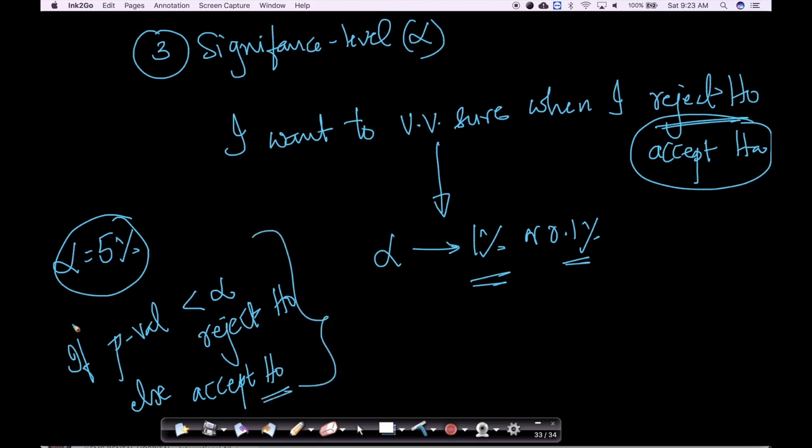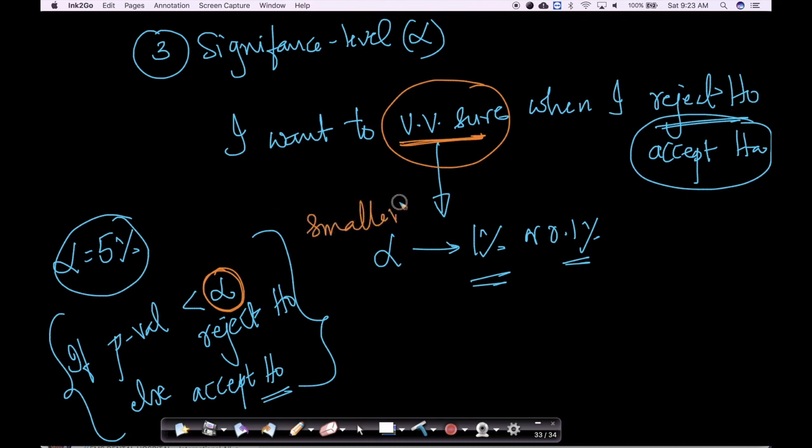This is the standard process. We have seen this. Now the big question is, how do you select this? Since we want to be really, really sure when we reject a null hypothesis, we take a smaller value of significance level. When you have to be really sure, like in medicine, that's why the significance values are taken to be much smaller.